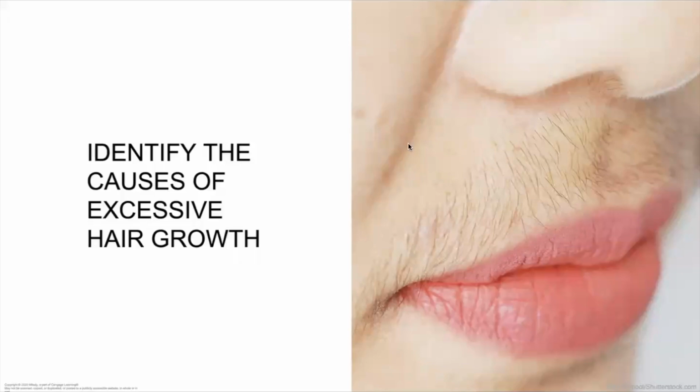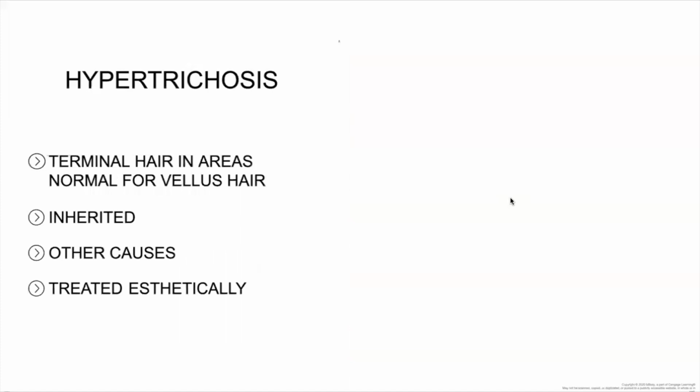So now let's identify causes of excessive hair growth. So these are disorders and diseases that would potentially put your client at risk of having excessive hair growth on multiple areas of their body. The first one is going to be hypertrichosis, which is where terminal hairs grow in areas that normally form vellus hair. It's inherited. It is caused by other things like genetics and or environmental changes, natural life occurrences, medical procedures or treatments, and it can be treated aesthetically based on the simple fact that we can remove it. So there's nothing we can do medically, but as an esthetician, we can treat it by removing the excess hair.